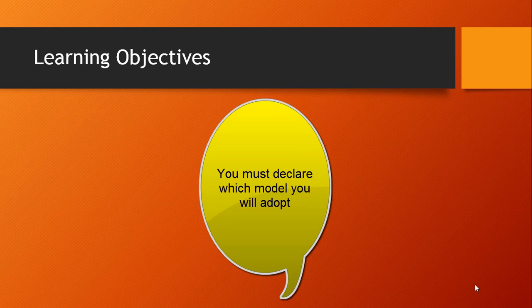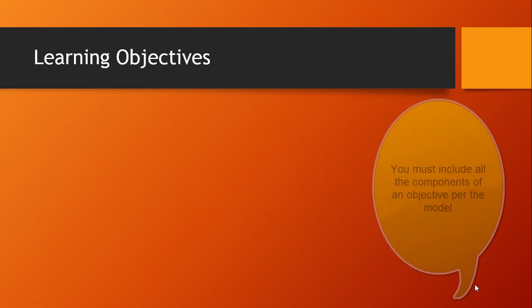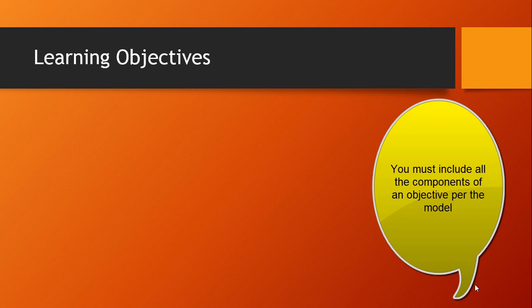You can choose whichever model you like for writing your learning objectives, whether Horton or Major. However, you do have to specifically state which model you will use, and then you have to follow their advice in terms of writing the particular objectives. So you have to include the components of the objectives the way that they indicate.